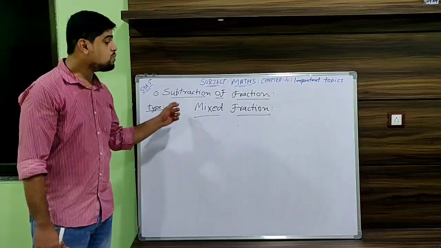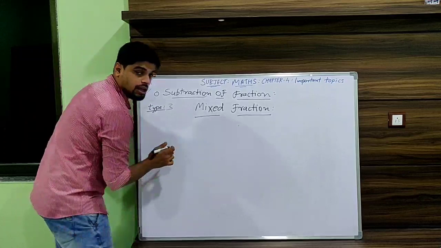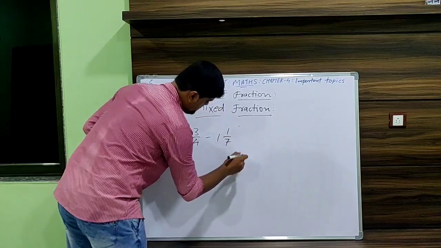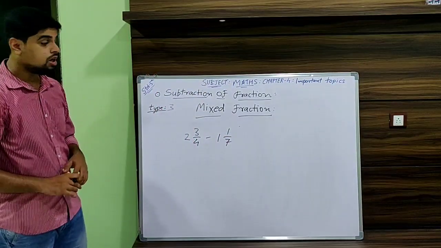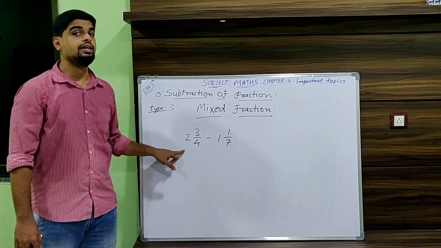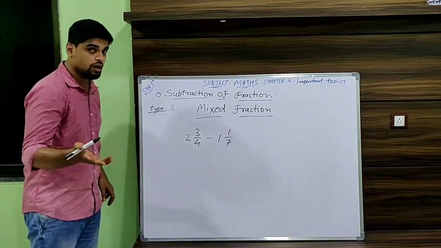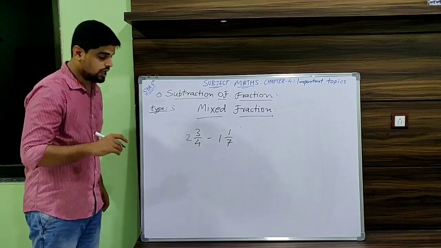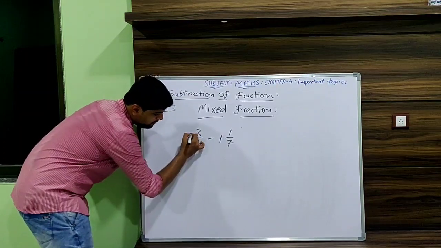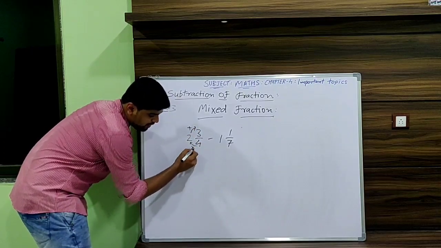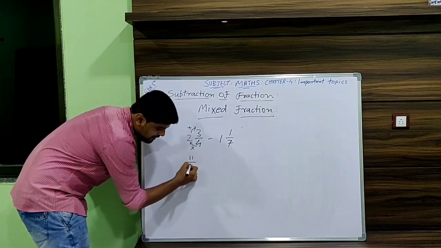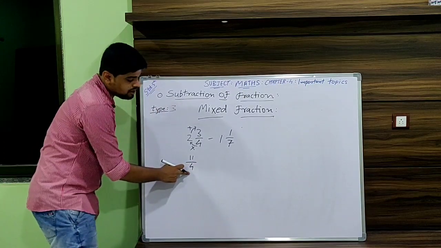Now let's study how to subtract mixed fractions. Let's take an example. Let's say 2 and 3 by 4 subtracted by 1 and 1 by 7. As we have learned in addition, to add or subtract any mixed fraction, we first have to convert that mixed fraction into an improper fraction. How to convert into an improper fraction, we have already learned in part 1. We multiply the denominator with the whole number and add the result to the numerator. So 4 2s are 8 and 8 plus 3 is 11. 11 divided by 4. The denominator remains the same.